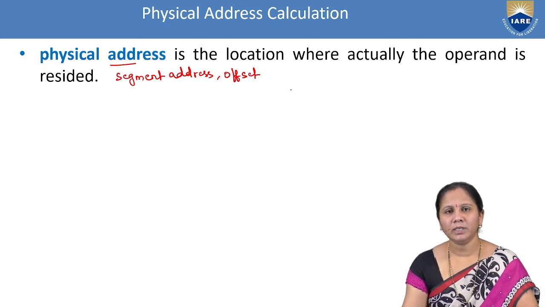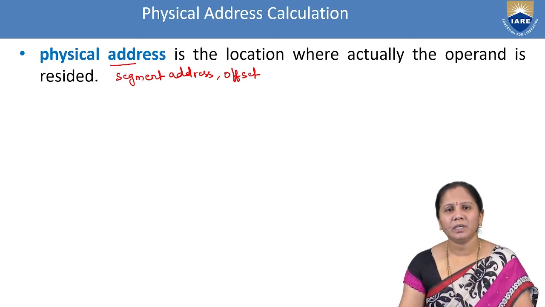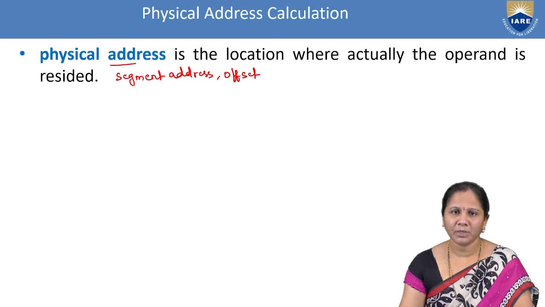Generally, the segment address will come from any of the segment registers. In the 8086 microprocessor, in the register organization, we have seen that there are 4 segment registers available. They are code segment, stack segment, data segment, and extra segment. All these are 16-bit registers. So from any of these segment registers, we can get the segment address.